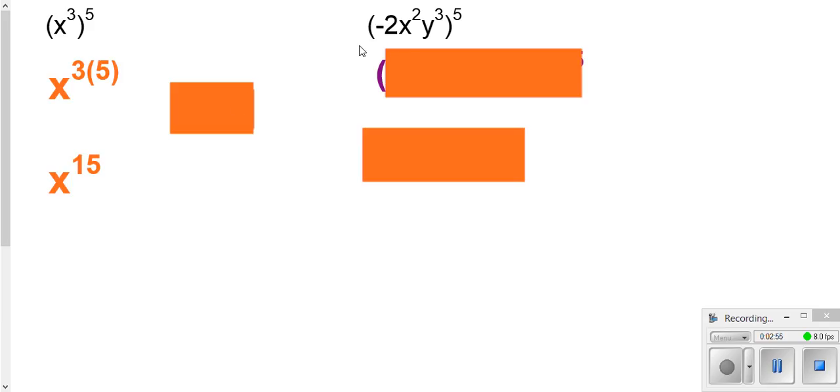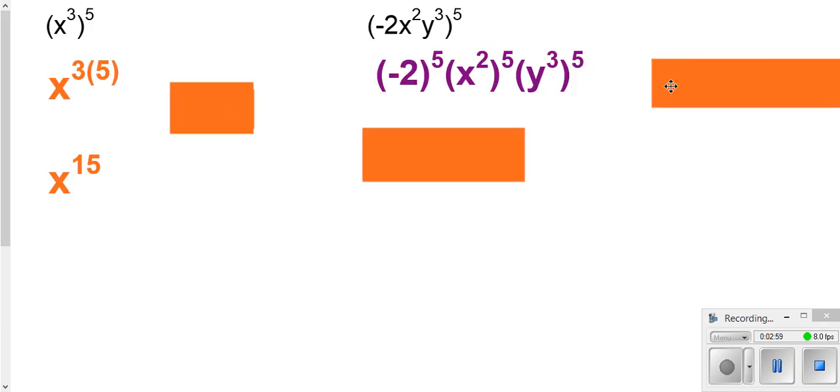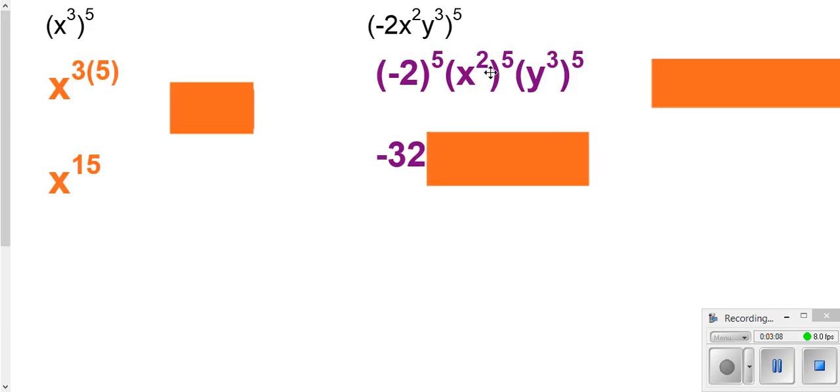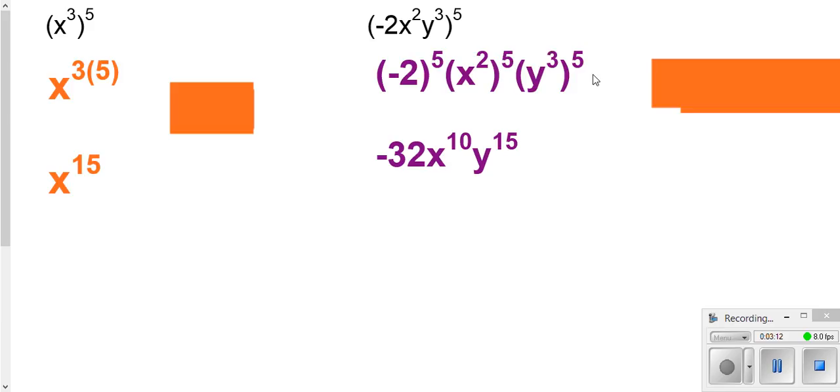This one here, it's all raised to the 5th power. So you could apply that 5th power to each one. Work that out. Negative 2 times itself 5 times is negative 32. Exponent raised to an exponent, you multiply them. Exponent raised to an exponent, and you multiply these.